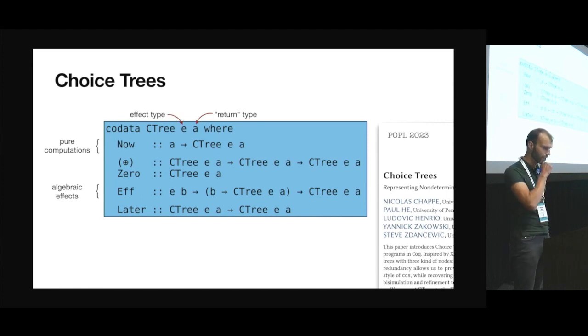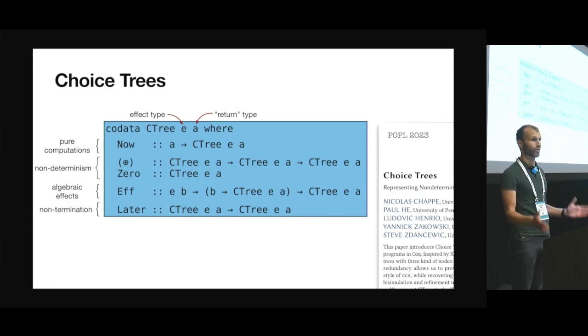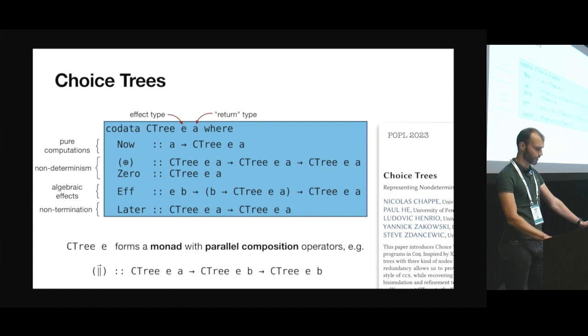And then the second argument defines what kind of algebraic effects we can use in our choice tree monad. And then apart from this, we also have non-determinism, in the form of the non-deterministic choice operator, the plus here, and then also its unit, the 0. And then finally, we can also express non-terminating computations in the form of this later constructor. And this works very similar to the delay monad, if you're familiar with that. All right, so that's the definition of choice trees. And it's very expressive. So it forms a monad.